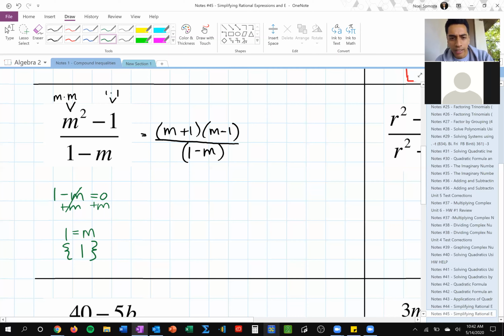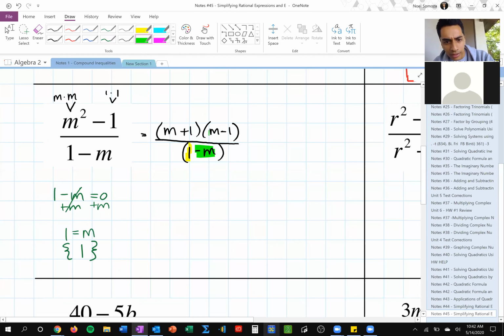Now that I know what the excluded value is, I can see if I can still factor this in a way where I can then divide the m minus 1 with the 1 minus m. Similar to what we did last time, what I needed to do was factor out a negative, because right now I have a 1 which is positive and m which is negative.